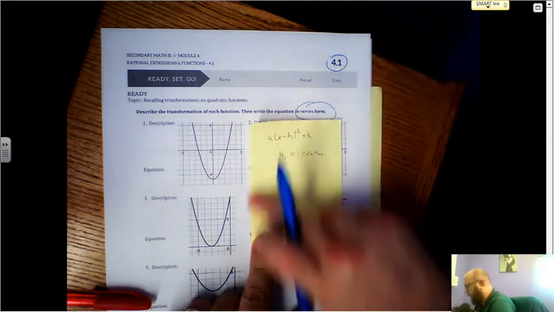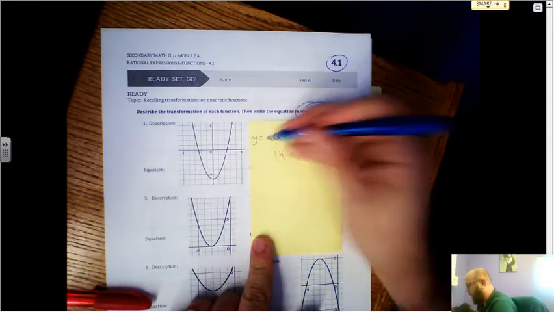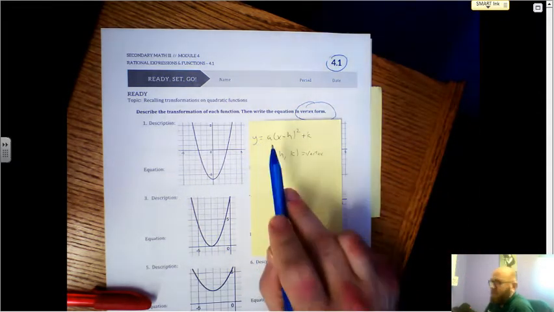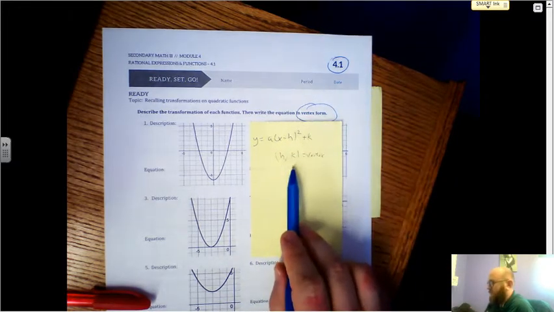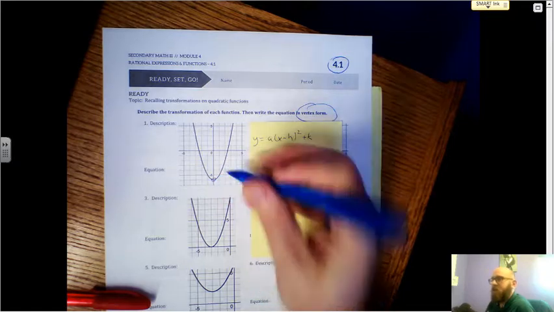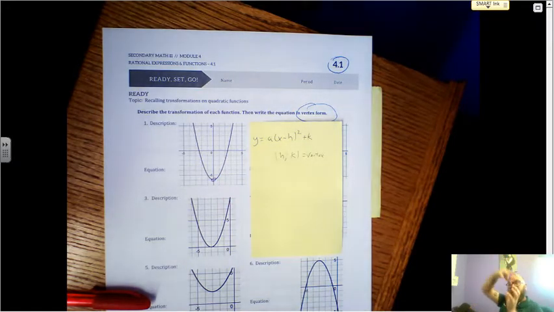Should probably put a little y equals in there. y equals a times (x minus h) squared plus k, where (h, k) is our vertex, here's our (h, k) right there, and a is our stretch. The bigger the number, the narrower it is. If it's a fractional number, it'll become wider.